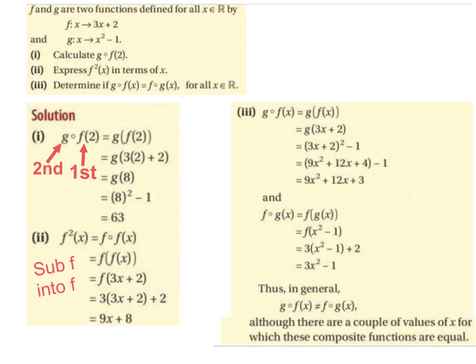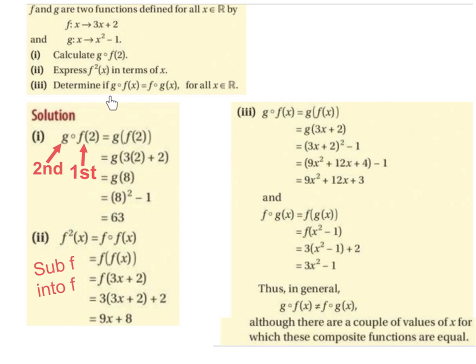So what we did was we just swapped that x for 3x plus 2. So we're subbing f into itself. So 3 by 3x is 9x, 3 by 2 is 6, and 6 plus 2 is 8. So we substituted our f function into itself.